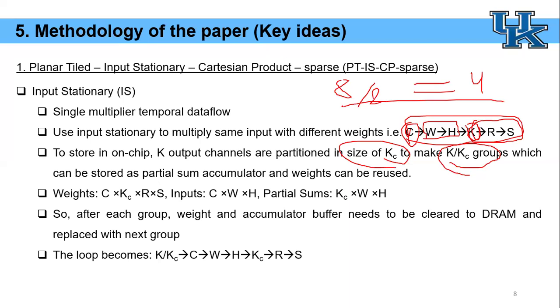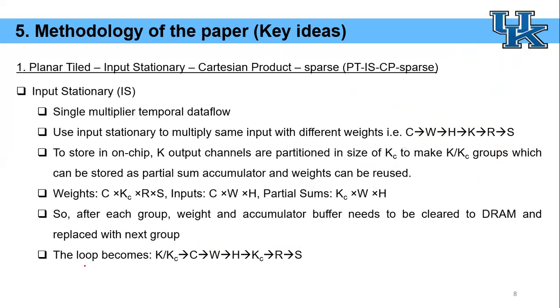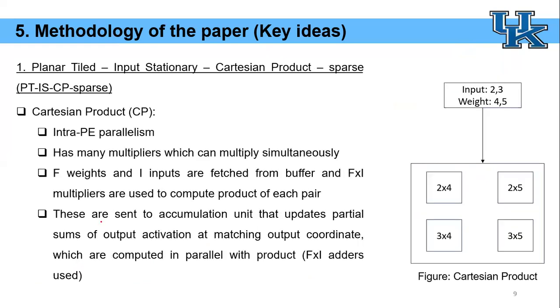Because of this, now we have to use KC here, and this will be our final loop, and we have to do this 4 times, or K by KC times. So we just have to add another loop in the front. After each group ends, we just take out the weights and replace them with the new weights of the new group, and then we also have to take out the partial sum from the buffer, and then output that somewhere else, right? So those two things are added, but it helps to store those in memory, so that basically optimizes in the long run.